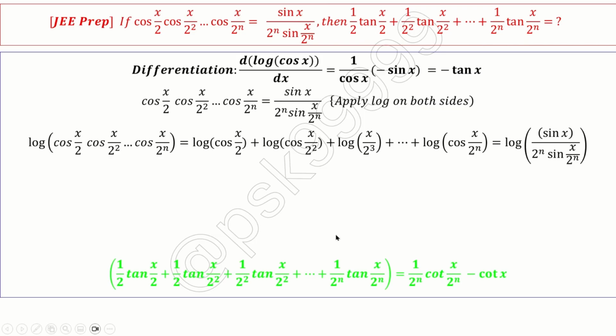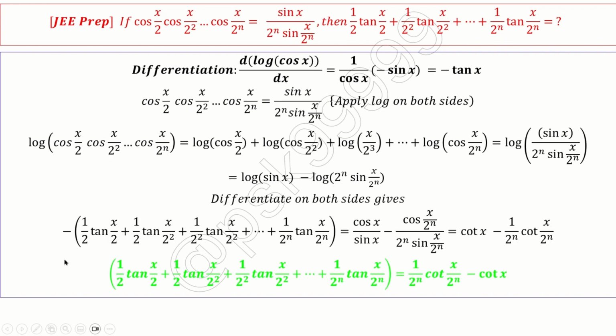Now, if I differentiate this equation, what I will get is, and this one I can make it log a minus log b basically. If I differentiate, I'll get minus of half tan x by 2 plus half tan x by 2 square up to 1 by 2 to the power of n tan x by 2 to the power of n, which is nothing but same as what we are looking for, right?